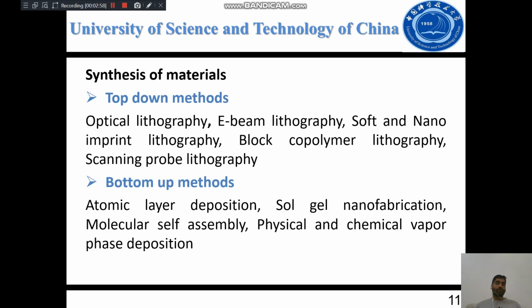Synthesis of material. There are two main methods for the synthesis of materials: the top down method and the bottom up approach. The top down method has several sub methods. Optical lithography, block copolymer lithography, and scanning probe lithography are described under the top down method. The bottom up approach includes sol gel nanofabrication, molecular self assembly, and physical and chemical vapor deposition.